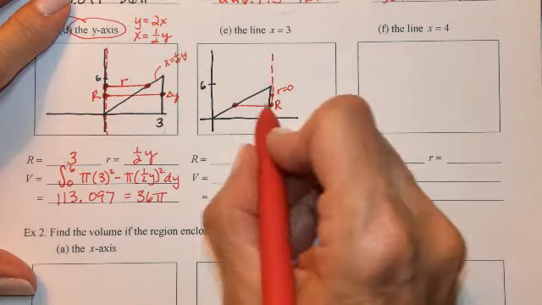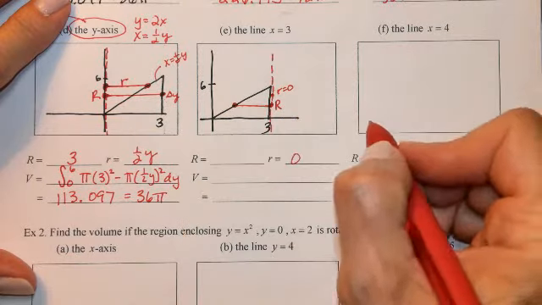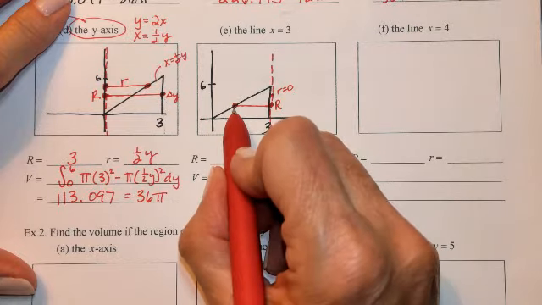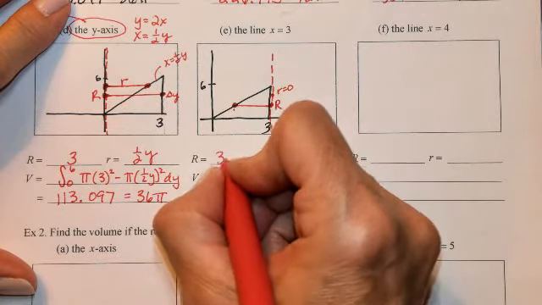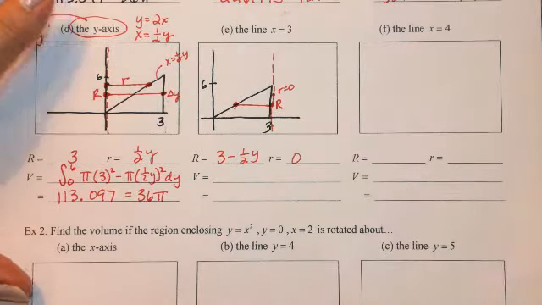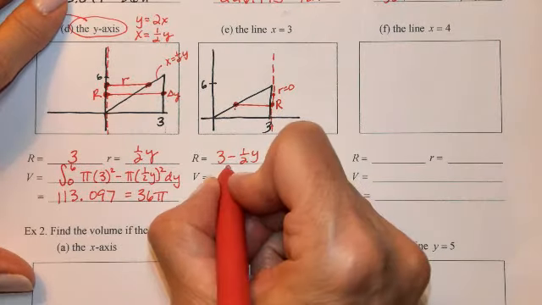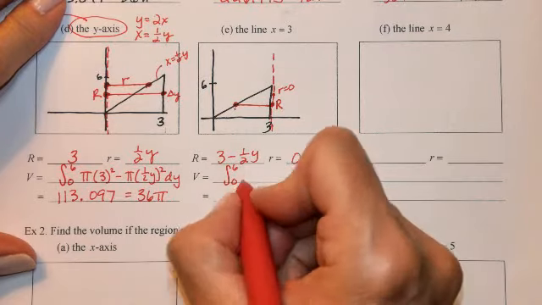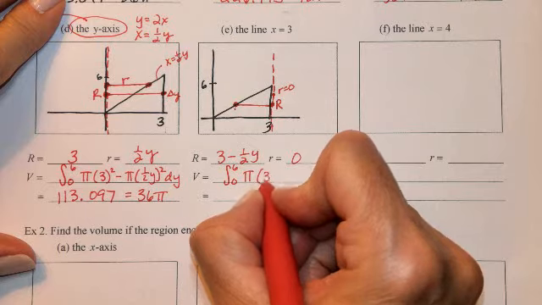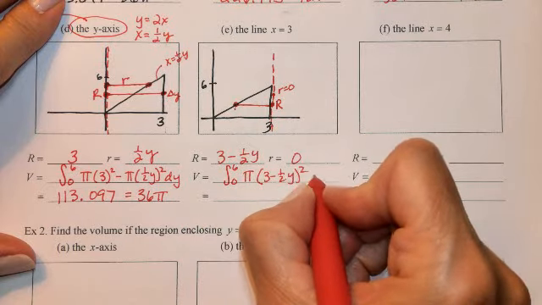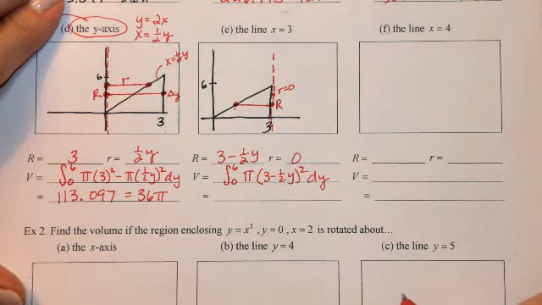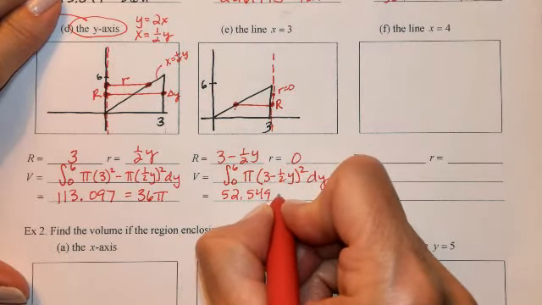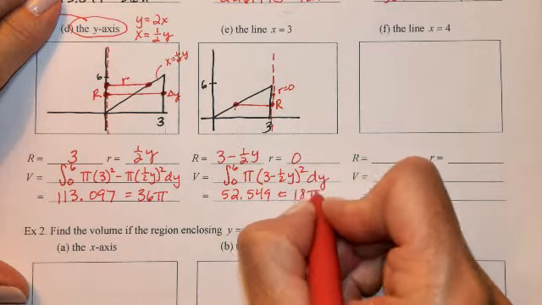Okay, big R, we need that length. What is that length? Well, the length will be x equals 3 minus x equals y over 2. So 3 minus 1/2 y, or y over 2. So the volume will be the integral from 0 to 6, because we're on y's, of pi times big R squared dy. That goes in your calculator, and we get 56.549, which is 18 pi.